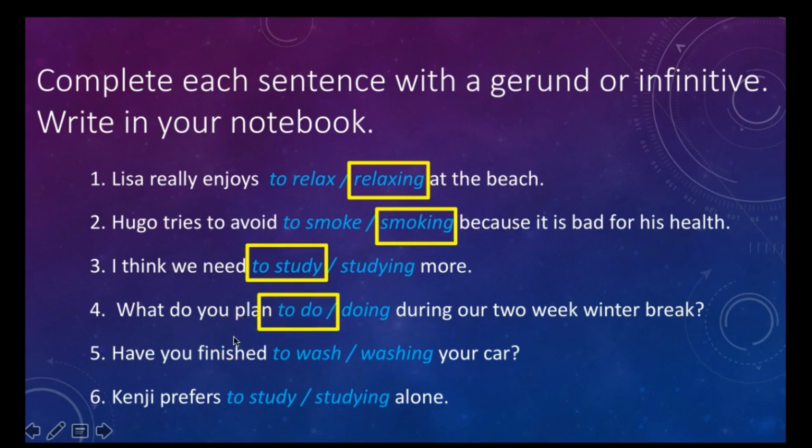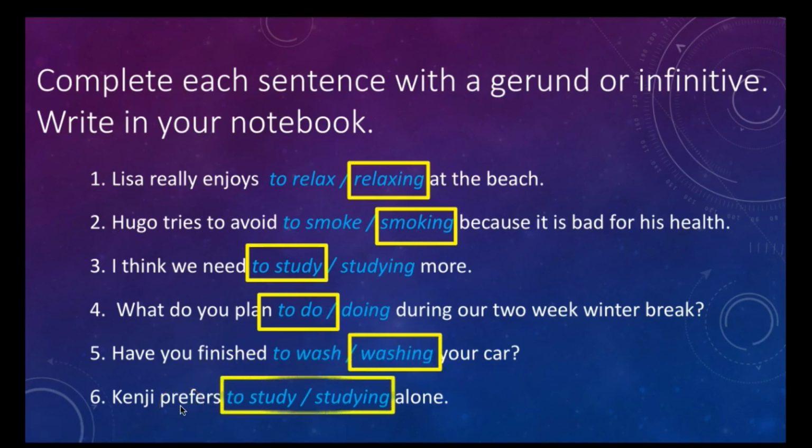Number 5, have you finished washing your car? After the verb finish, we use a gerund. And number 6, Kenji prefers to study alone, or Kenji prefers studying alone. After the verb prefer, we can use an infinitive or a gerund.